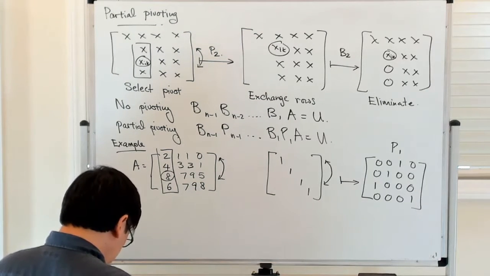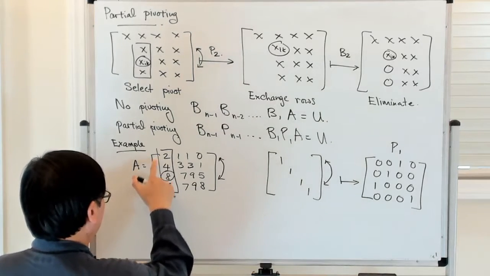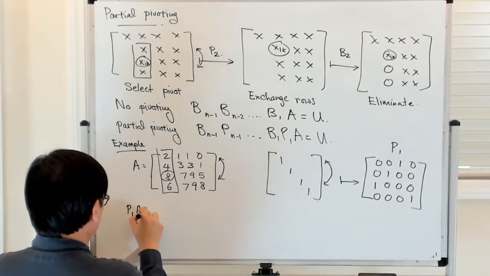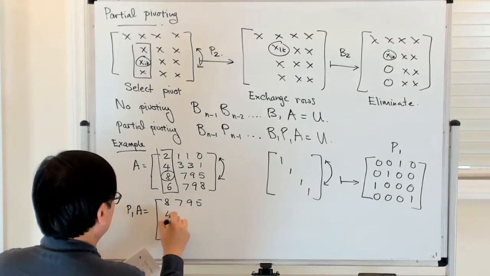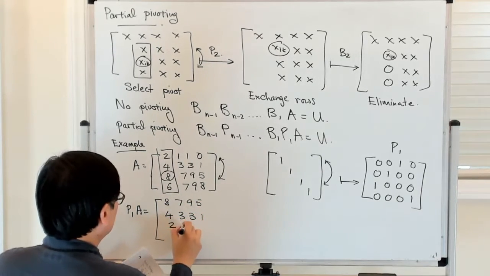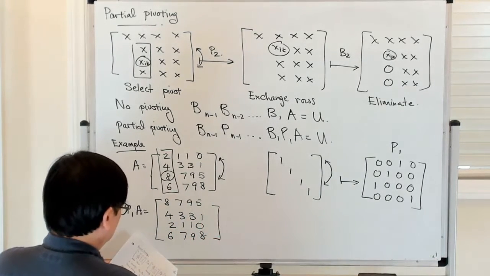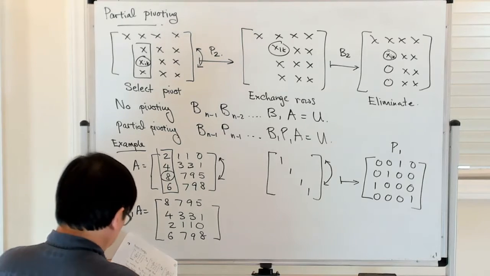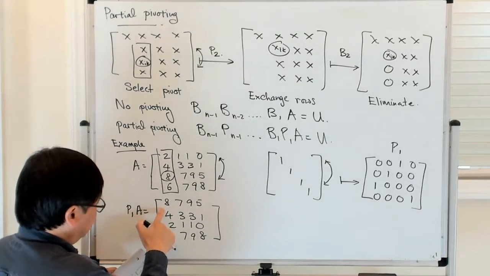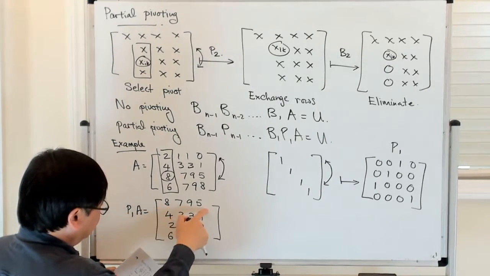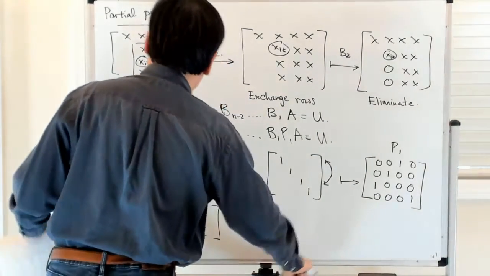So P1 acting on the matrix A has the effect of interchanging rows 1 and 3. So P1A is equal to 8 7 9 5, 4 3 3 1, 2 1 1 0, 6 7 9 8. Now I can use elementary row operations to take multiples of this first row and add it to any of these other three rows. Let's go ahead and do that.